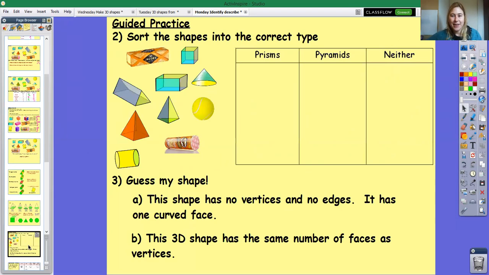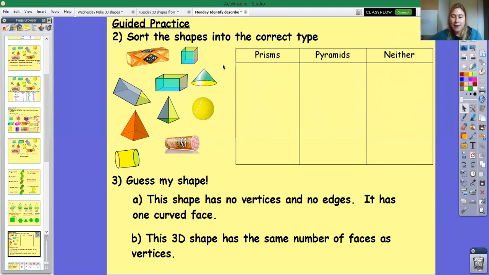Hopefully that makes sense. Okay, what I want you to do now is pause the video and see if you can sort the shapes into the correct type using what you have now learned about prisms and pyramids, and the ones that don't fit into either category. And then I want you to guess my shape. Pause the video. Okay, hopefully you got on well with that.